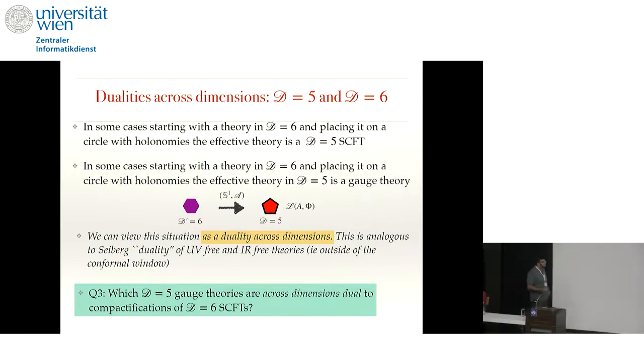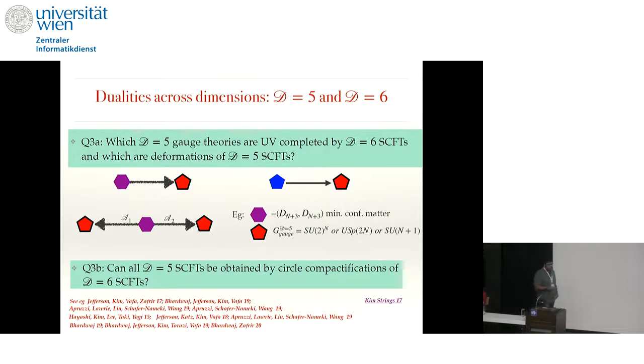On the other hand, you have a completely Lagrangian theory in 5 dimensions. So in a sense, one can think of this situation as a duality across dimensions. You have 2 descriptions of the same theory. This theory turns out to be simple in this case. So a question that one can ask is as follows. For example, which 5-dimensional gauge theories are, across dimensions, dual to compactifications of 6-dimensional theories? And this question can be refined and rephrased in various ways.